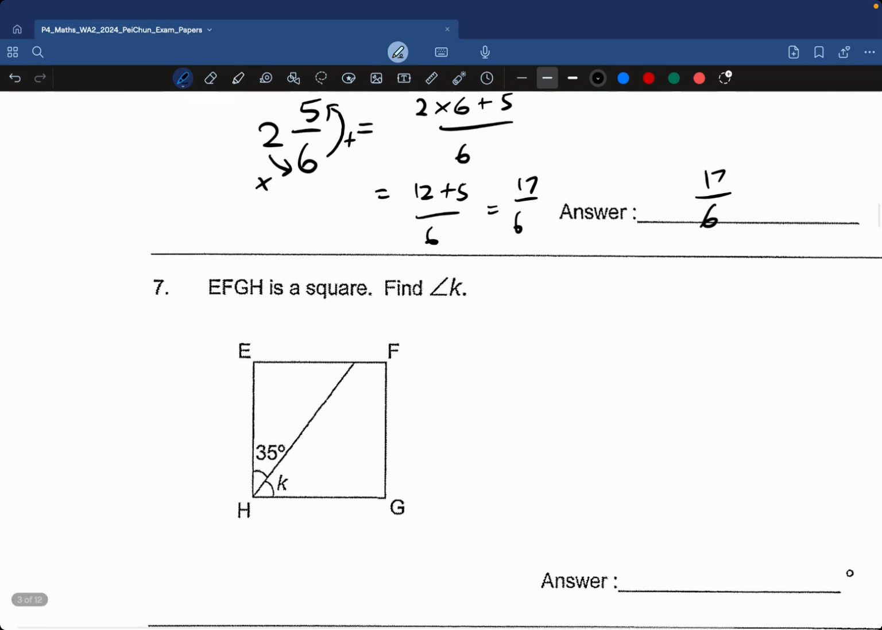Okay, let's move on to the next question. EFGH is a square. Find K. Pretty straightforward. Angle K. Basically, this is a right angle, right? That means this is 90 degrees. So with that said, pretty straightforward. K is equal to 90 degrees minus 35 degrees, and you get K. So the answer is 55 degrees. So right here, 55 degrees.